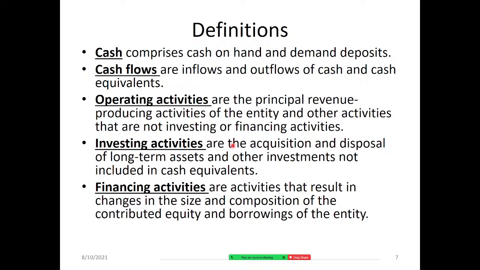When you take banks, the main operation is to accept deposits from their customers, the general public, and lend that money to the borrowers, to its customers, and they earn interest income. So it's a major operation of the business of the banks. Right? Investing activities. In addition to day-to-day business operating activities, the entities make investments for the purpose of getting extra income, additional income. So investing activities are the acquisition, the purchase, and disposal of long-term assets and other investments not included in cash equivalents.